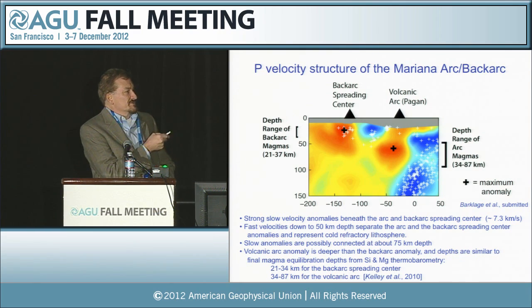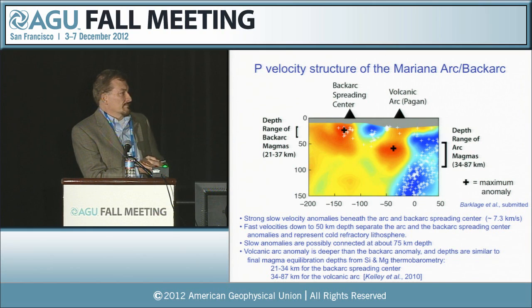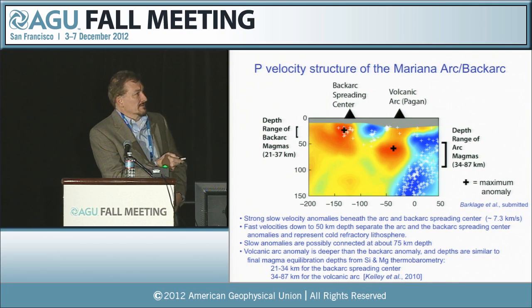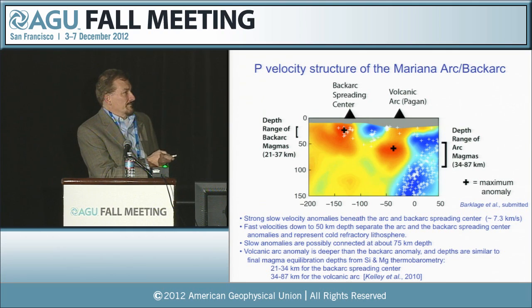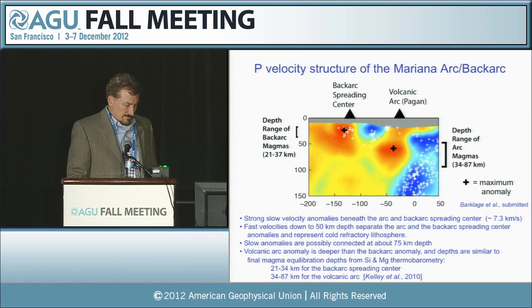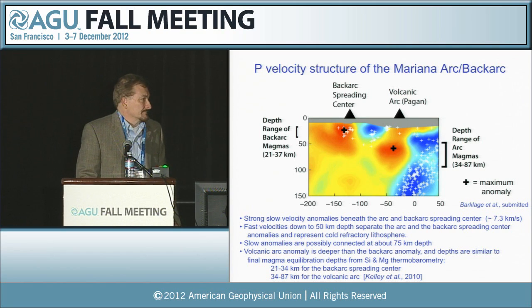This is consistent with the thermobarometry by Kelly et al. that was mentioned in one of the earlier talks, which gives a deeper source region and sort of precisely the depths that we're imaging here for the arc magmas as compared to the Backarc magmas. The Backarc signature seems to be somewhat stronger in terms of the seismic anomaly than the arc signature, and that's something that we'll also see in the Tonga or in the Lao Basin area.